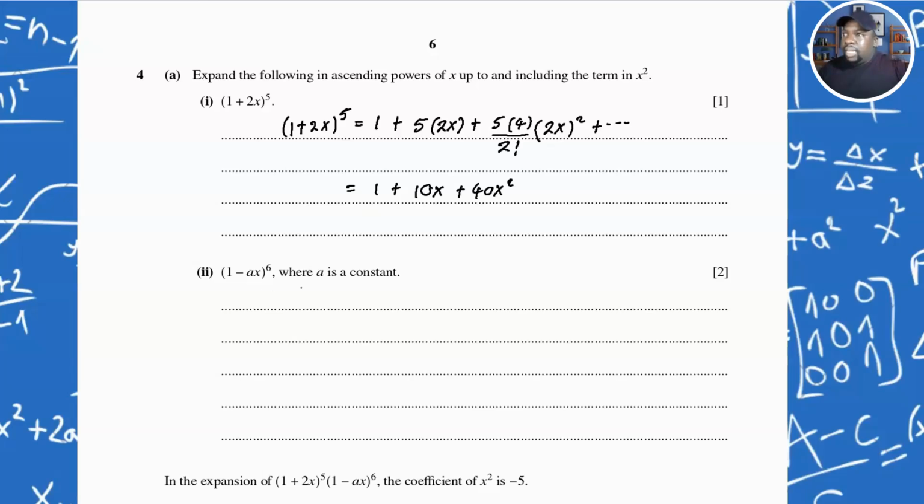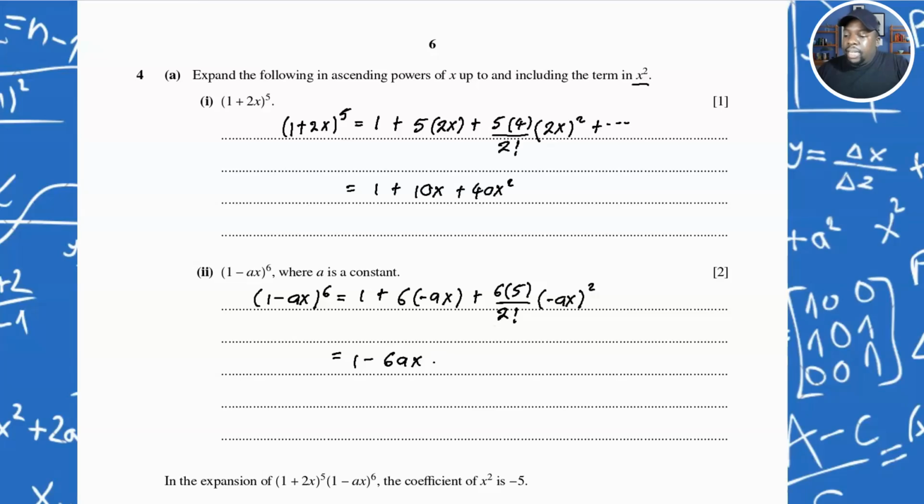On part B, they also want us to expand 1 minus ax raised to the power 6. So this gives us 1 plus 6 of minus ax, and plus 6 of 5 over 2 factorial of minus ax squared. Okay, so this is where we're going to end, because it's up to the term in x squared. So it's 1 minus 6ax, and here 6 times 5, that's 30. 30 divided by 2 factorial is 15.